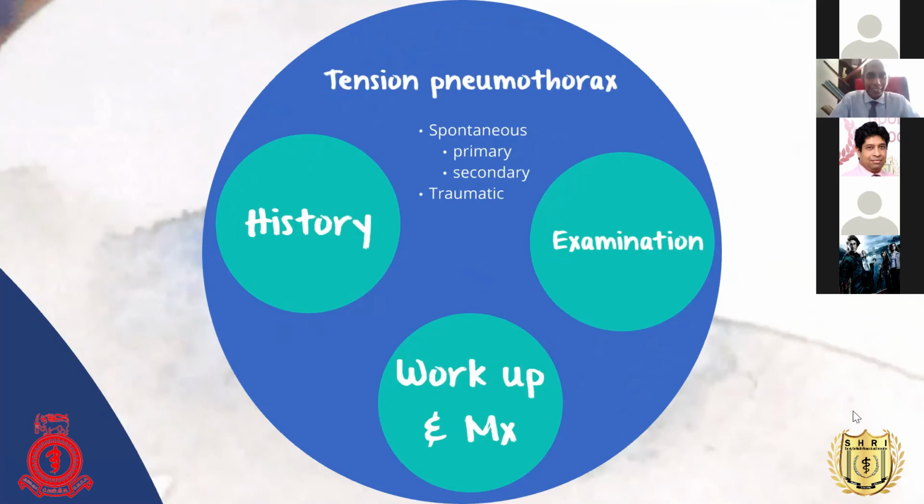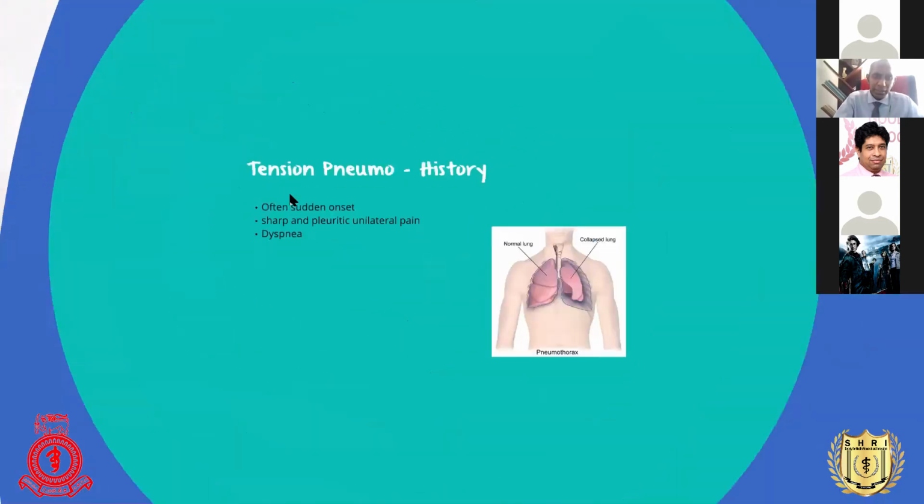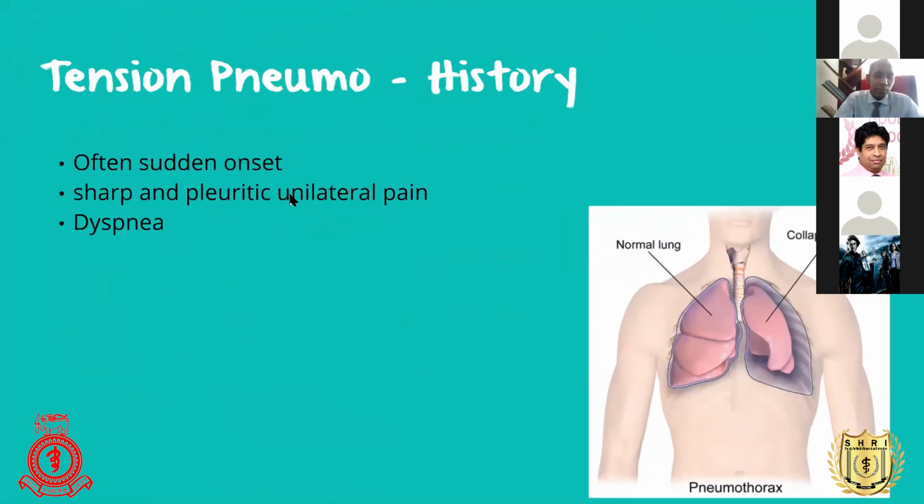Tension pneumothorax. We have already managed tension pneumothorax stabilization, but pneumothorax can be spontaneous in healthy lungs, which is primary, or in unhealthy or diseased lung, which is secondary. In traumatic chest injuries you can see lots of pneumothorax, but I'm not going to cover the traumatic aspect at all today. And the history is very brief: sharp, sudden-onset, unilateral pleuritic chest pain.